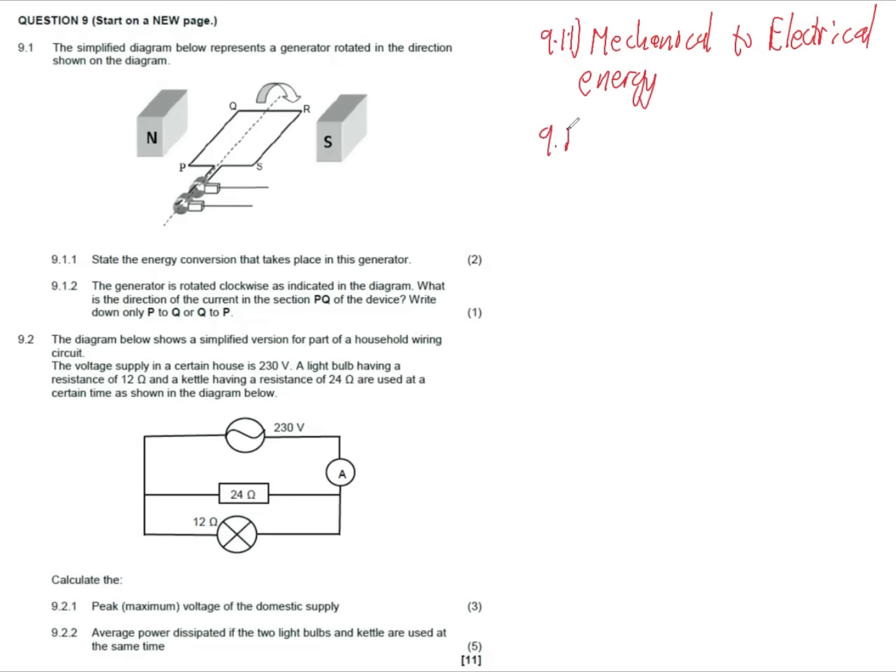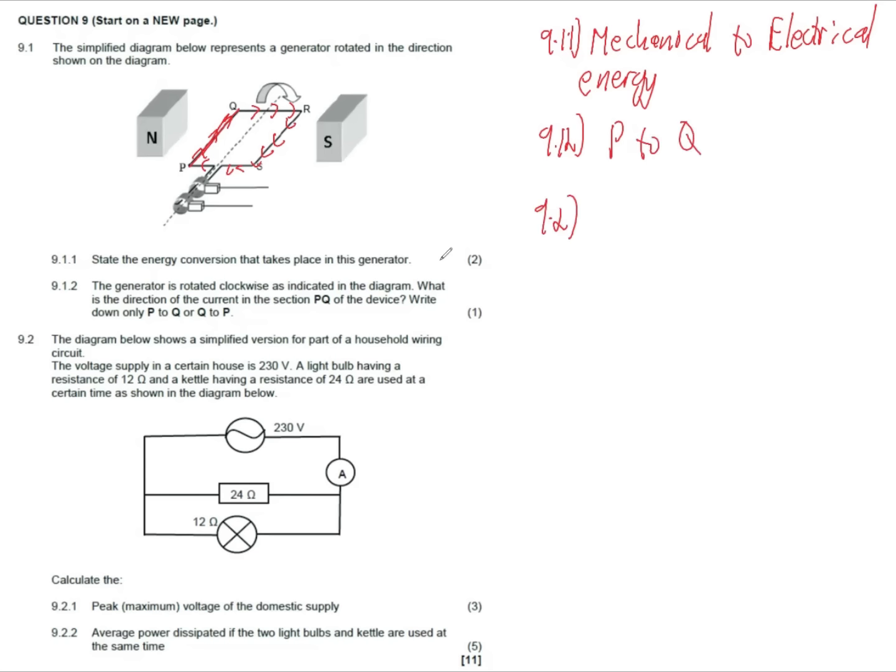Then 9.1.2, they say the generator is rotated clockwise as indicated in the diagram. What is the direction of the current in the section PQ of the device? Write down only P to Q or Q to P. So this is rotated clockwise, and since it is a generator, we know that the current should also flow clockwise. So if it flows clockwise in this section, it's going to be P to Q, right? So that's how you answer those questions.